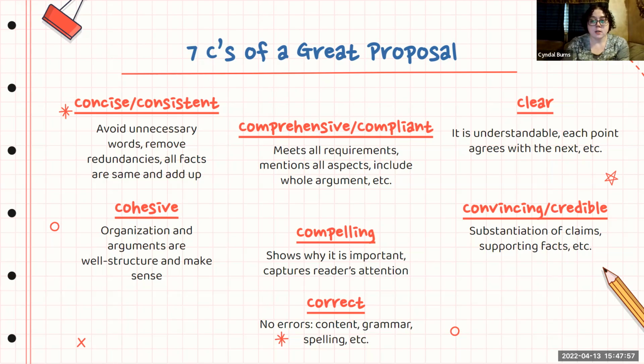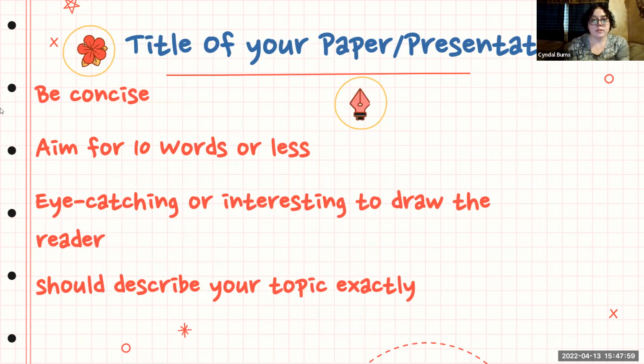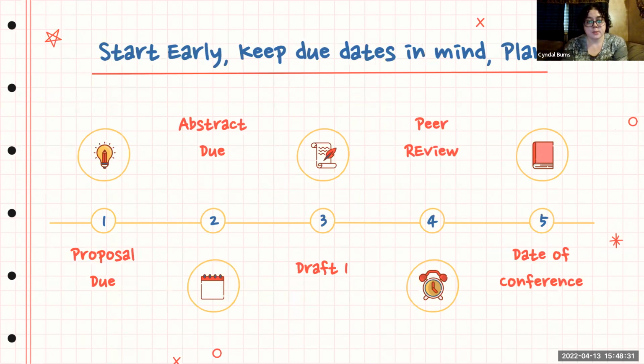as possible. So one of these ways that you can do a lot of those is with the title of your paper or your presentation. You want it to be concise, generally aim for 10 words or less, and then be eye-catching or interesting to the reader or your audience, and then should describe your topic exactly. This is the first thing people are going to see, and if someone is skimming the program or something, it may be the only thing they see. So you'd want that to be as eye-grabbing as possible.